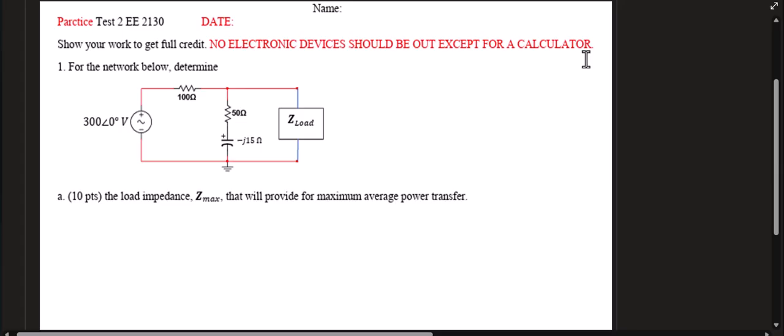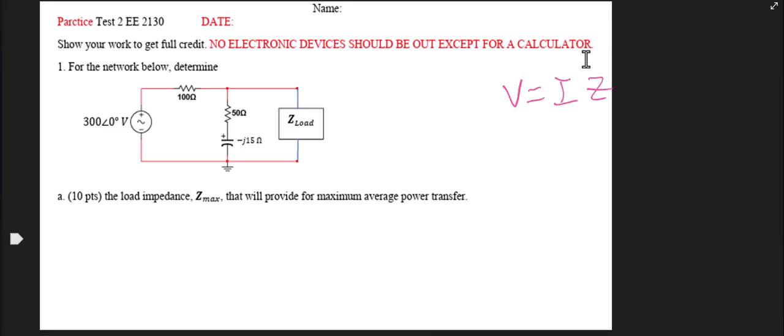For the network below, determine the load impedance that will provide for maximum average power transfer. So, the other thing that you can't forget is that voltage equals current times impedance. It's just the same as Ohm's law, but with impedance instead of resistance. And so with the things that I've written up there, you can answer all of the power questions, except for a shunt capacitor. There are a few formulas for shunt capacitors that it's a lot more handy just to use the formulas. It's the one thing that I'll tell you, just plug into the formula.